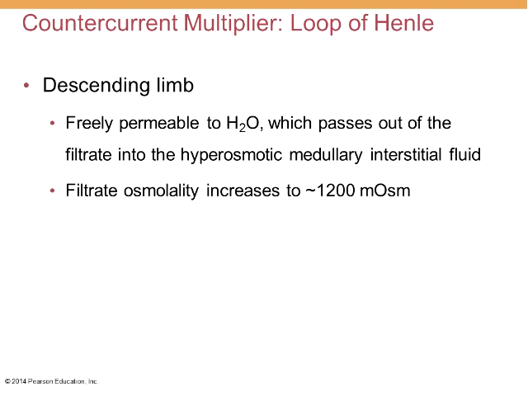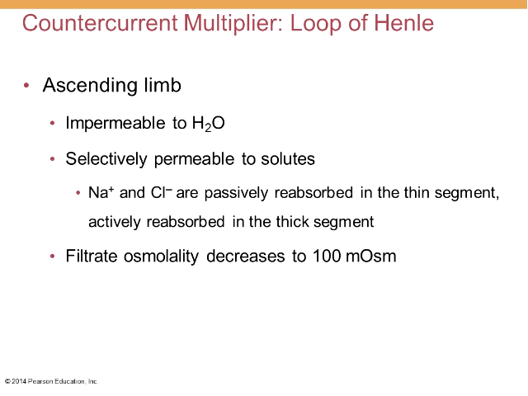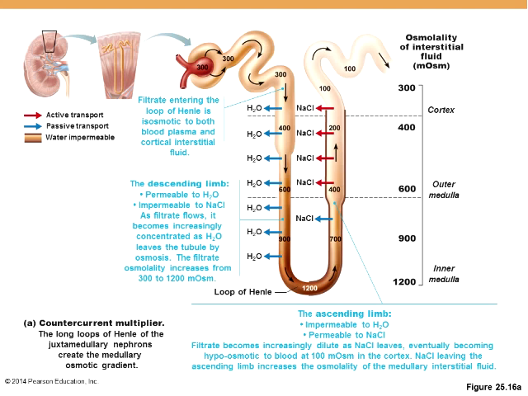Now, the descending loop is freely permeable to water, which passes out of the filtrate into the hyperosmotic medullary interstitial fluid, and the filtrate osmolality can increase up to 1200 milliosmoles because, guess what? We've taken all the water out, so it's far more concentrated. The ascending loop, on the other hand, is impermeable to water. It's selectively permeable to solutes, primarily sodium and chloride, which are passively reabsorbed here, and actively reabsorbed in the thick segment. The filtrate osmolality will go down from that 1200 down to a mere 100, because, guess what? We're now pushing the solutes back out.